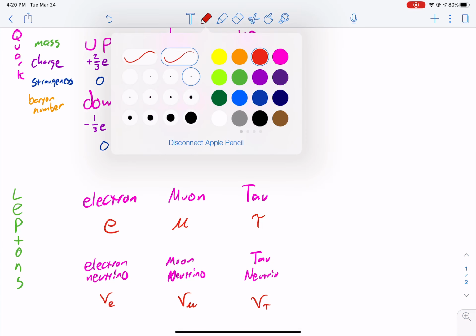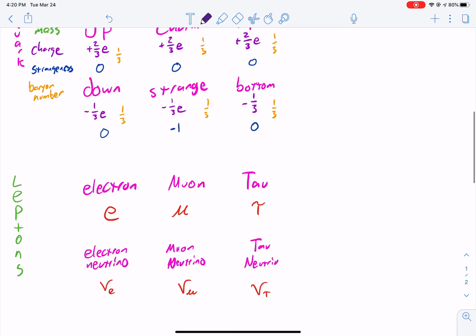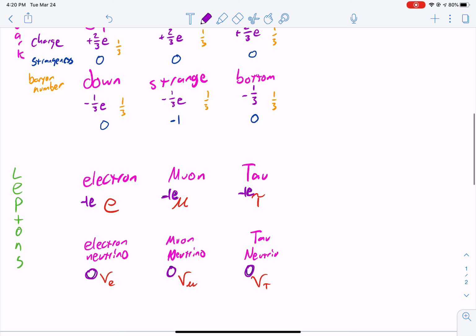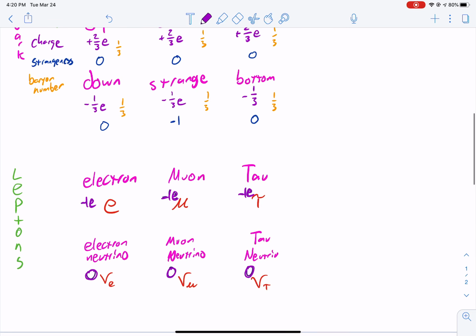Now, again, talking about charge, strangeness, and baryon number. For the charge of an electron, we know this one. It's negative 1e. And it's the negative elementary charge. We've been using that for a while. Muon, same thing. Tau, same thing. Hey, this is pretty good. Neutrinos are even easier. None of them have any charge. None of the neutrinos have any charge at all. Negative 1e and negative 1e. So the charges are a little simpler to remember than the quarks.